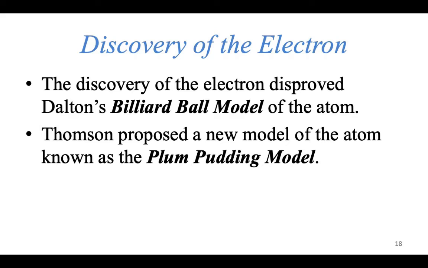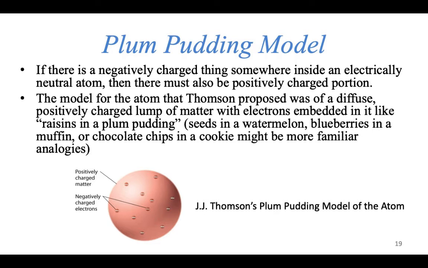With the discovery of the electron, it disproved Dalton's billiard ball model, so Thomson proposed a new model called the plum pudding model. In the plum pudding model, the atom is a positively charged sphere with electrons embedded in it like raisins in a plum pudding.